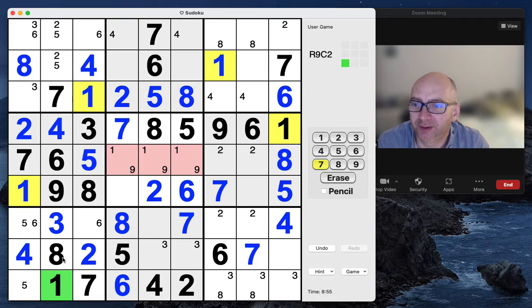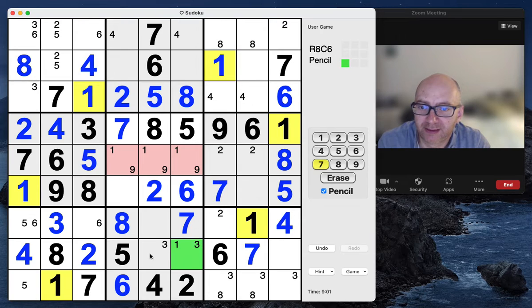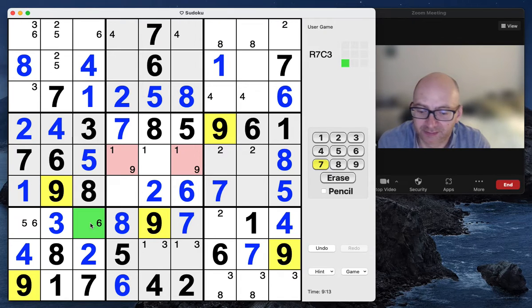That has to be a 1. That has to be a 1. That allows us to put 1s here. We've got a 1-3 pair here, so that's got to be a 9. And if that's a 9, that's got to be a 9. That's got to be a 9. That resolves the 6 and the 5. That resolves the 6, is it? Yep.